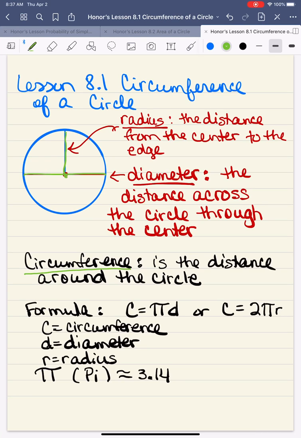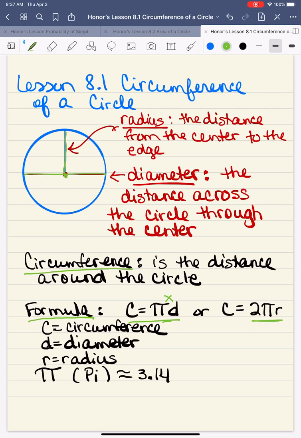Finding circumference today is finding the distance around the circle. With other shapes, we call that perimeter, but with the circle, we call that circumference. We're going to be using a formula today. There's a couple of formulas for circumference. We can take pi times diameter. When they're shoved together like that, that means they're being multiplied, or 2 times pi times radius.